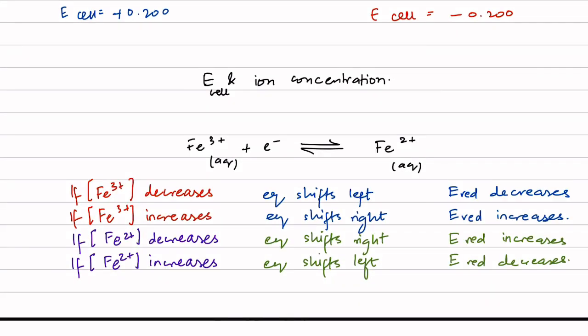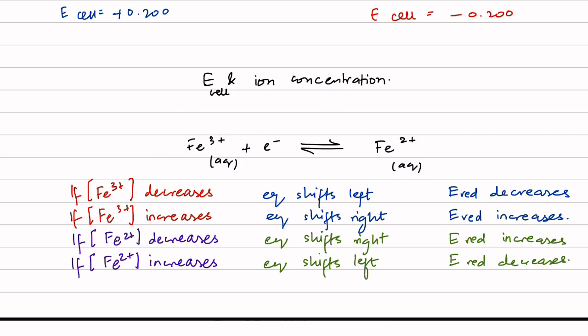Now you need to understand how this equilibrium works. If iron 3 ion concentration decreases, the equilibrium will start to move towards the left. And when it moves towards the left, the reduction potential value decreases. If the concentration of iron 3 ions increases, the equilibrium will move towards the right, which means the reduction potential value increases.